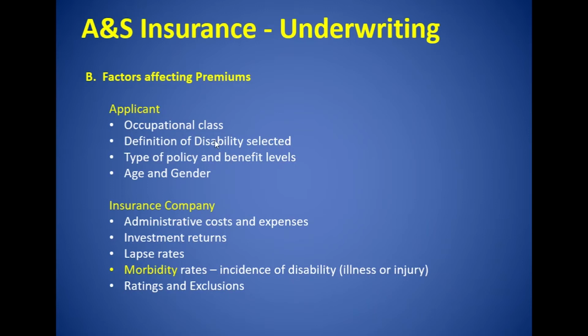Definition of disability that's selected. Does the person want an own occupation or a regular occupation definition? Based on their occupational class, maybe they are only eligible for an any occupation definition. So certainly the definition of disability that they are eligible for is going to impact the premium that they're going to pay.